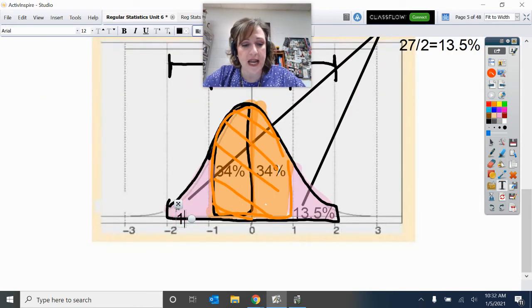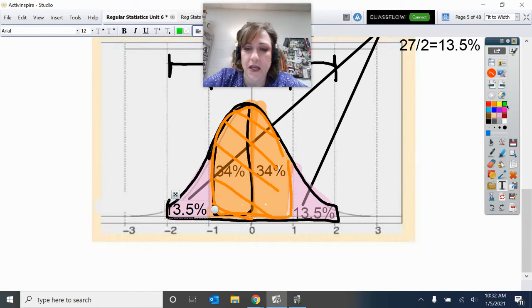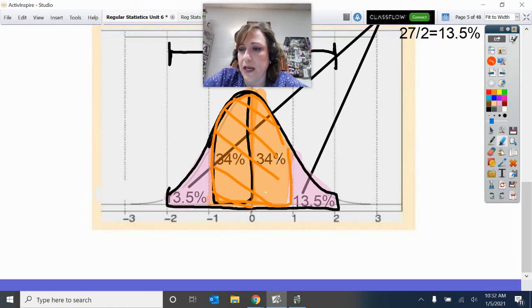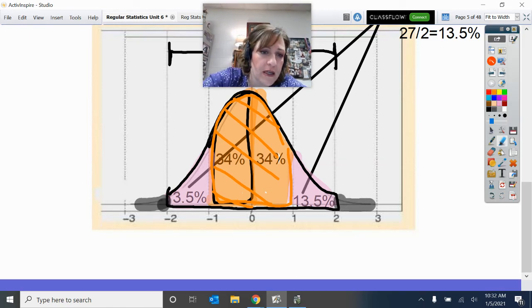Okay, so now let's keep going. Let's figure out the sections next to them. Going to use the same idea. So I want to go from 2 to 3. Okay, I want to do this little section from 2 out to 3.